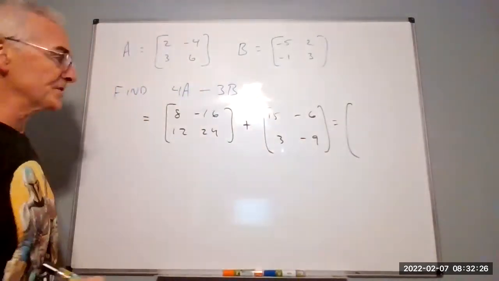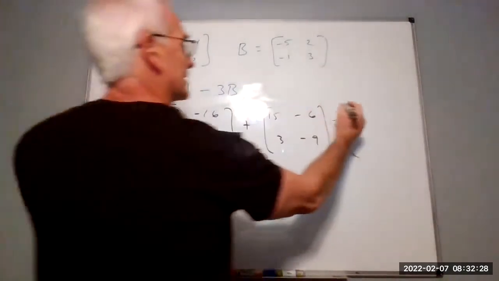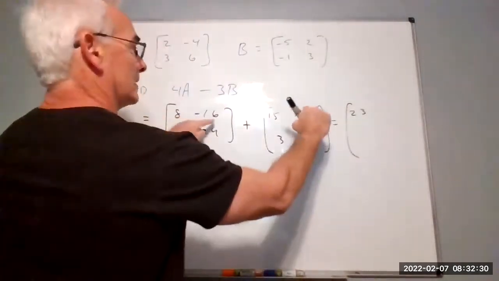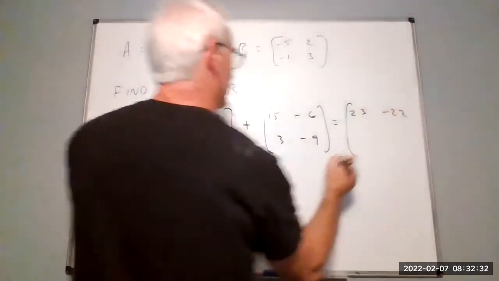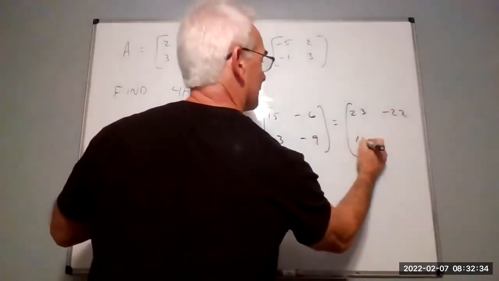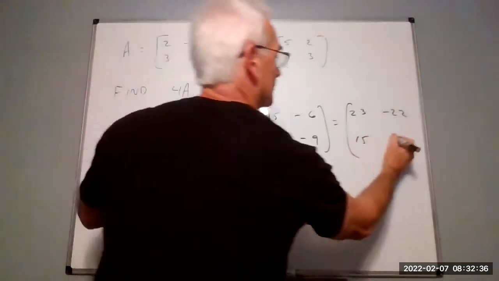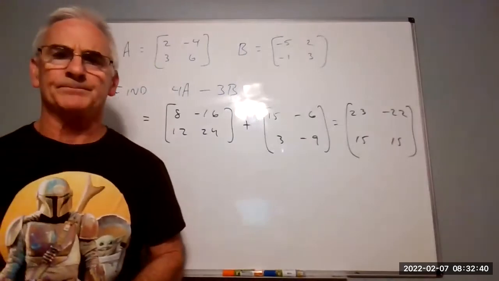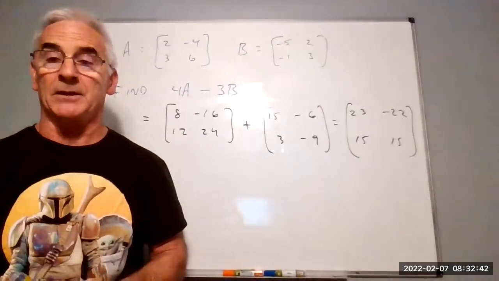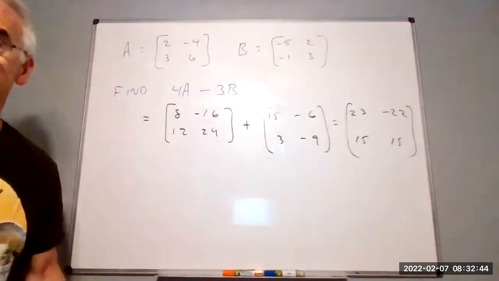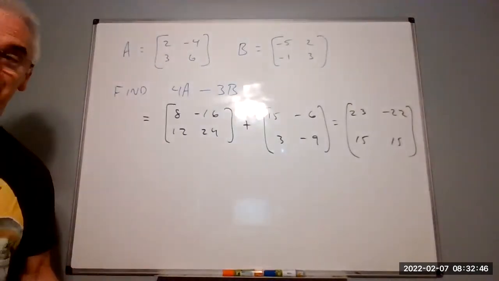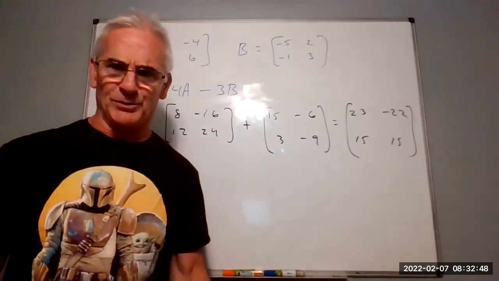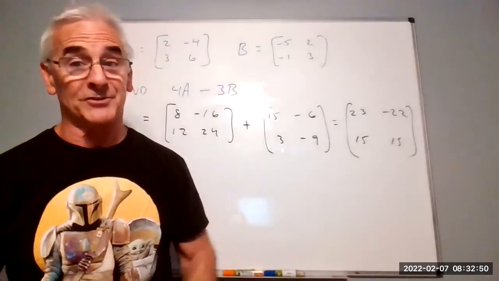And then for my final result, I add the corresponding components. So 23, -22, 15, 15. Pretty simple. Nothing about that should be complicated. So we've clearly defined matrix addition and scalar multiplication. You're saying, this is linear algebra, this is high-level math. Well, we've got to start somewhere.